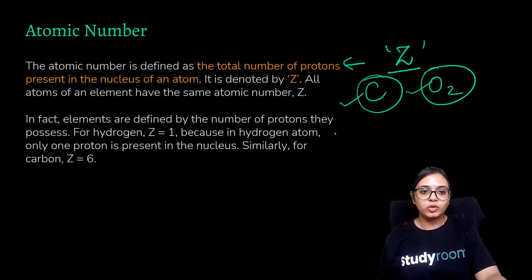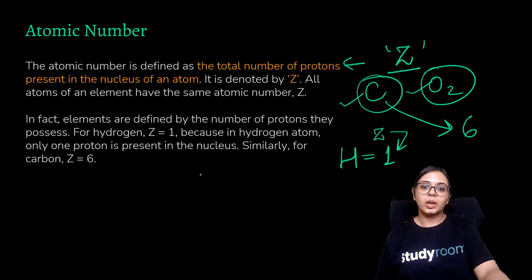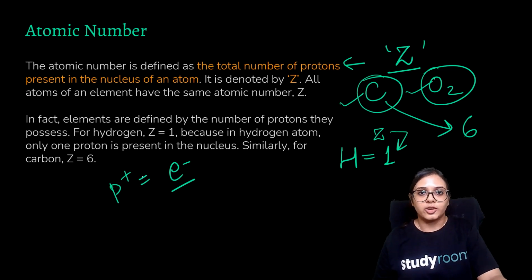For example, the atomic number of hydrogen is 1. So the Z for hydrogen is 1, because in a hydrogen atom only one proton is present in the nucleus. Similarly, for carbon, the atomic number is 6. The number of protons is equal to the number of electrons. This we know. So if we know the atomic number of an element, we can conclude the number of electrons from it, since the number of protons is equal to the number of electrons in an atom.